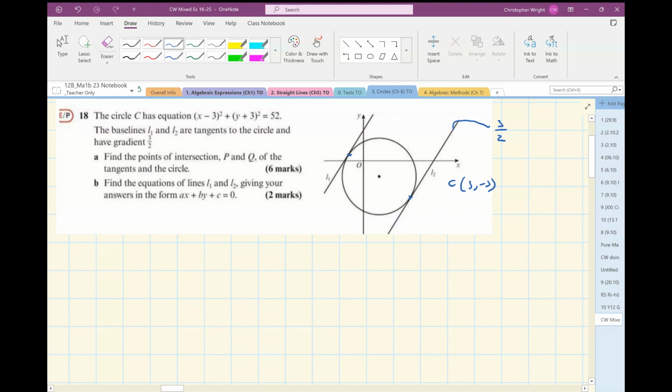Well, what I'm going to do is start off by finding the equation of that line. Because once I've got the equation of the line, then I'll be looking for points which are on the line and on the circle. So I'll be able to set up some simultaneous equations. So that's how I'm going to do the question. Let's get on with it.